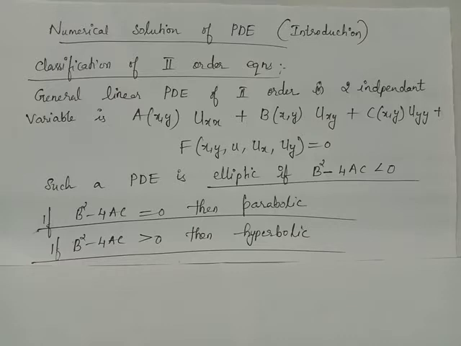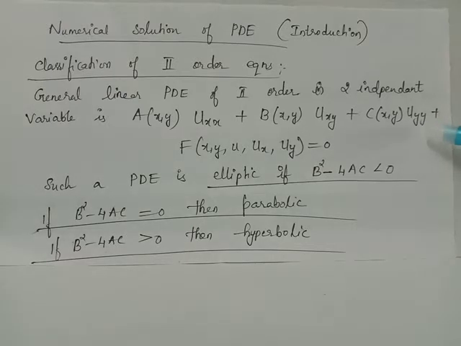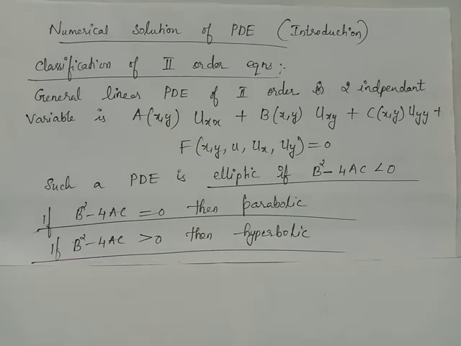Uxx denotes the second order partial derivative of u with respect to independent variable x, wherein partial differentiation is carried out with respect to x two times. Uyy denotes the partial derivative of u with respect to independent variable y, wherein we carry out partial differentiation of u with respect to y two times. Similarly, in case of uxy, we carry out partial derivative of u with respect to both independent variables x and y.